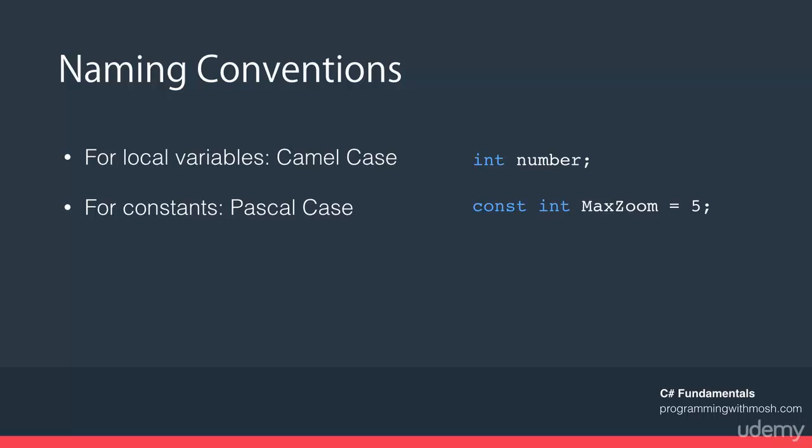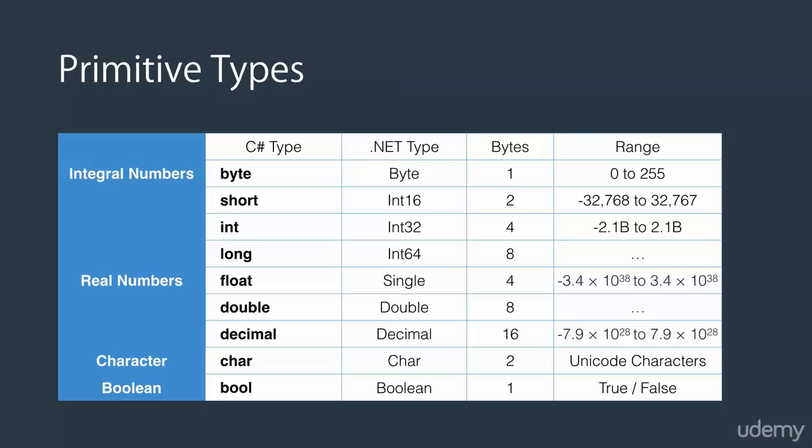So here you see I've got a constant, a constant integer, and the first letter of every word is uppercase. Here is the list of most commonly used primitive types in C#. In fact, the actual list is slightly bigger than this, but I deliberately decided not to include those data types because they're hardly ever used.